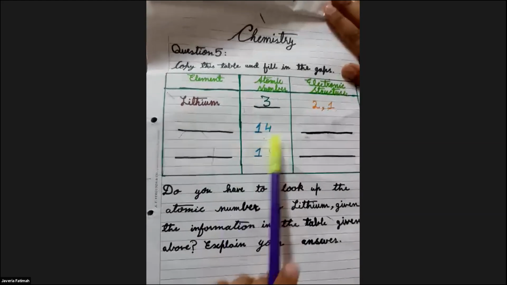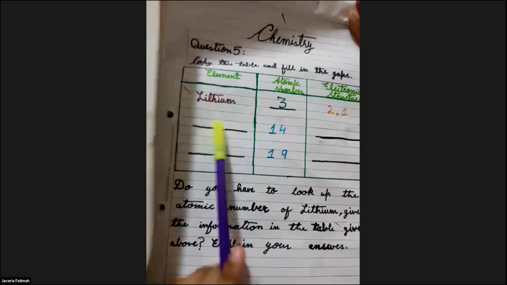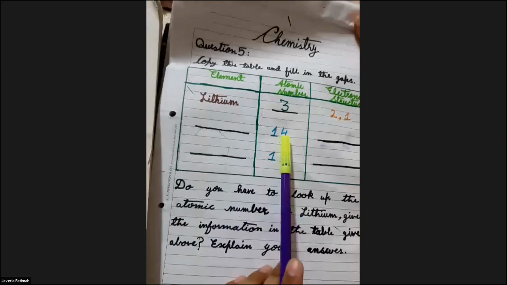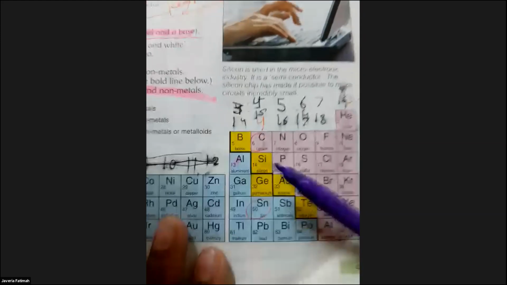Next, we have the atomic number 14. We're not given the electronic structure or the element. But if you look into the periodic table, you'll know this element is silicon. You can see over here, this is silicon.